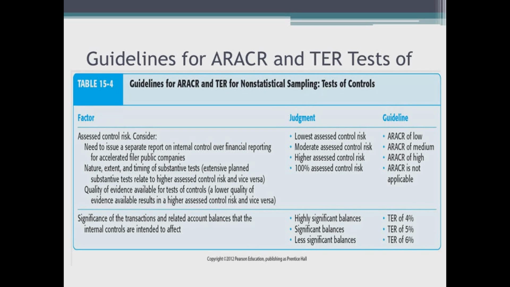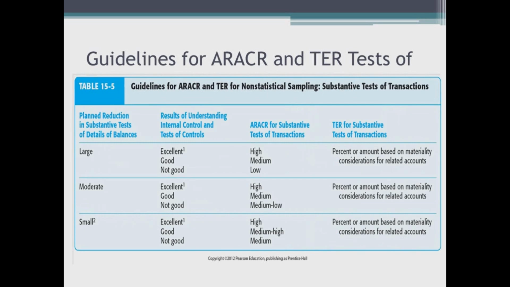In terms of the significance of the transactions and the related account balances that the internal controls could affect or are intended to affect, you have to look at whether the auditor's judgment would be that it is a highly significant balance. If it's a highly significant balance, then the tolerable exception rate is going to be 4% as a guideline. If it's a significant balance, then 5%. If it's less than significant, if the balances are not significant, then it's 6%. Okay, so I just want to reiterate that these are guidelines that might very well be different in practice with whatever firm you go to.